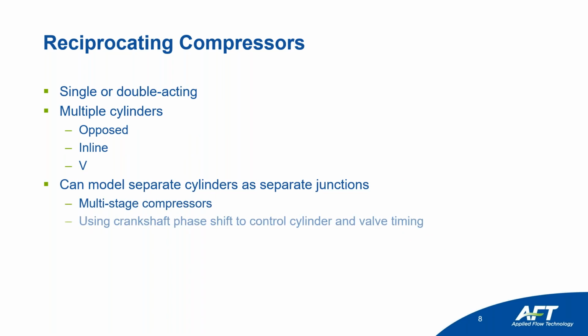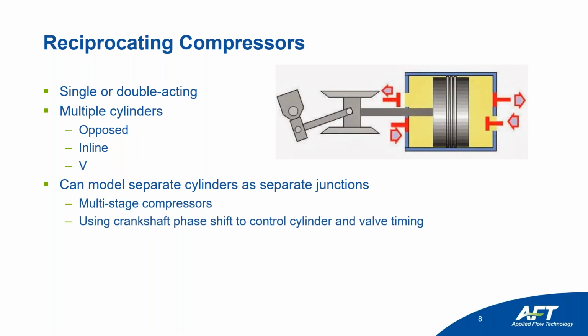In xStream, we can model these as single or double acting. A double acting reciprocating compressor is what you see in this diagram here. That just means that it is also compressing on the crankshaft side of the piston. We can model multiple cylinders as a single junction. If you're doing parallel cylinders, we can do that with an opposed configuration, inline configuration, or V configuration. We can also model each cylinder as a separate junction, which is very useful for multi-stage compressors. And when you're doing this, you'll use the crankshaft phase shift option to control the timing of each cylinder relative to each other.